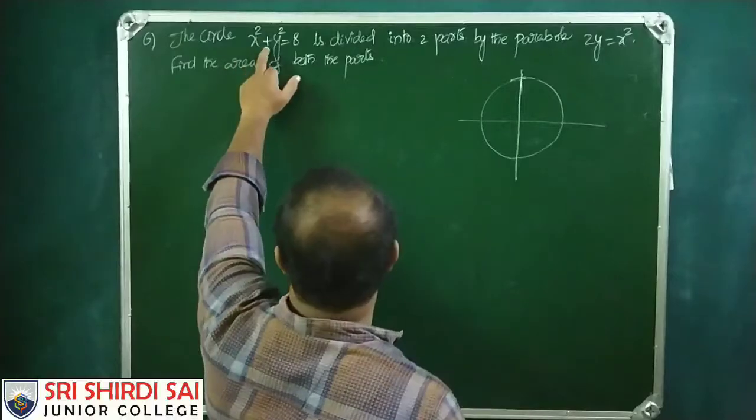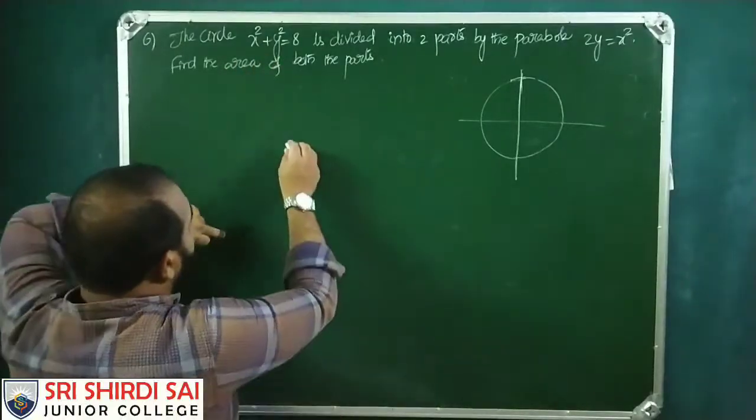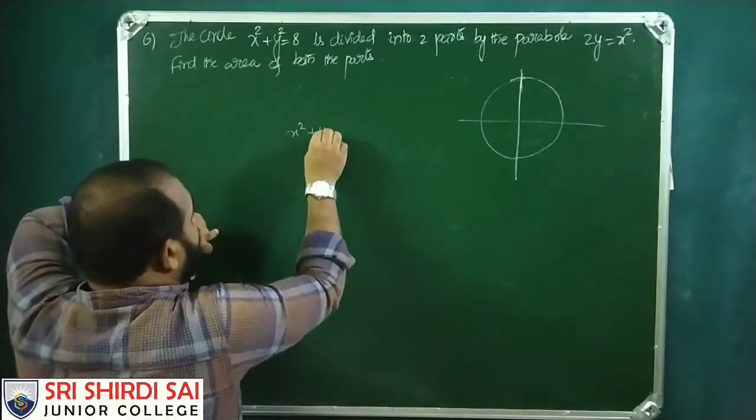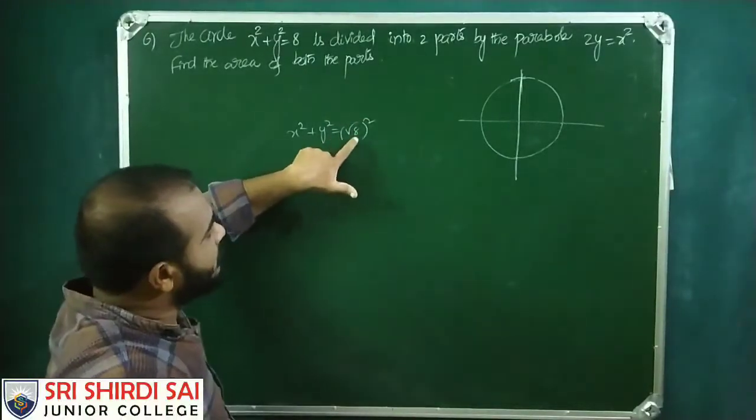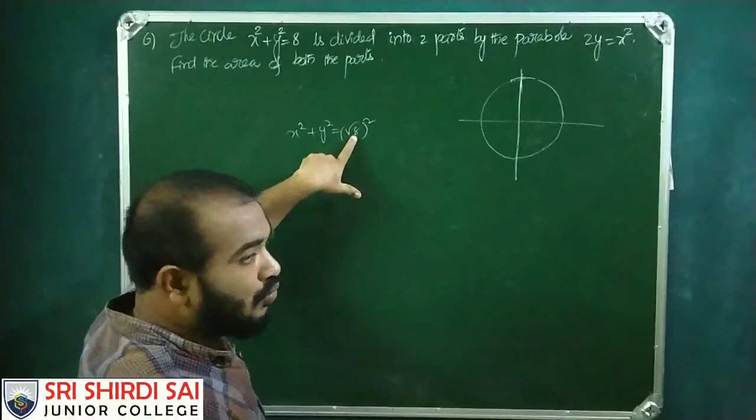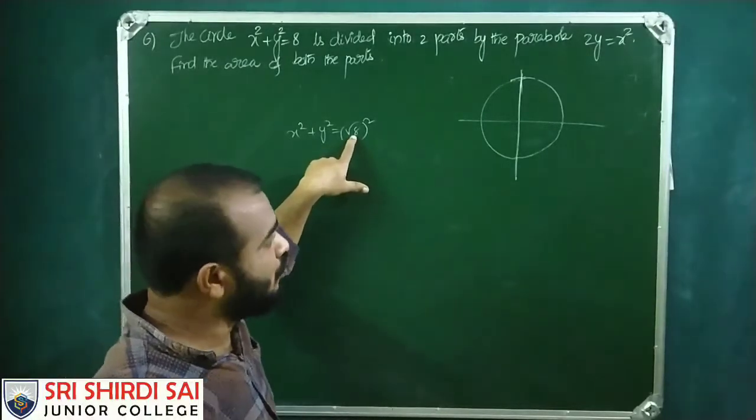Now this is x square plus y square equals 8. That means x square plus y square equals root 8 whole square, which is x square plus y square equals r square. The r value is root 8, that means 2 root 2.